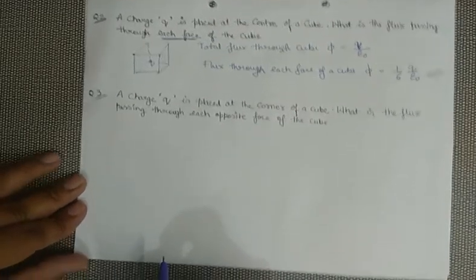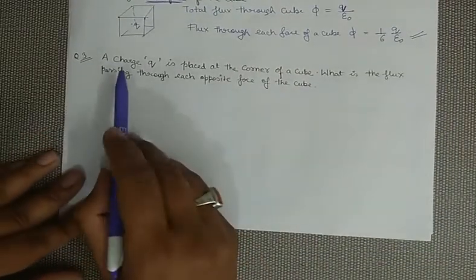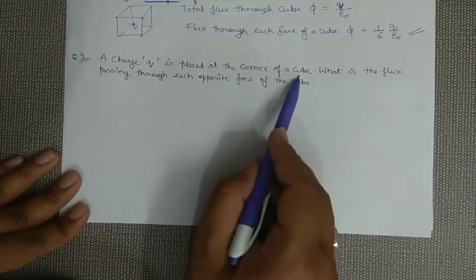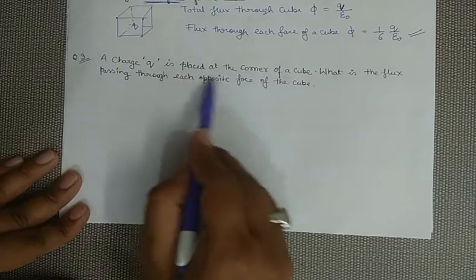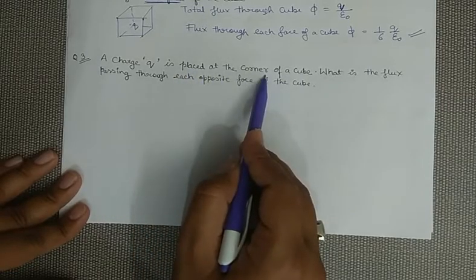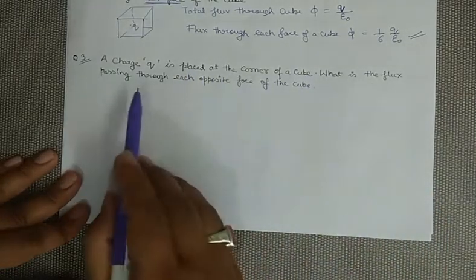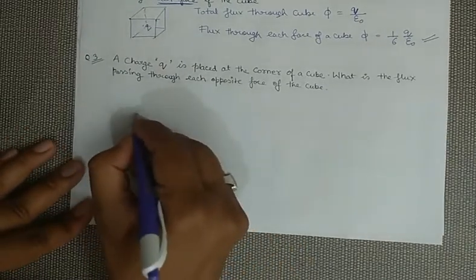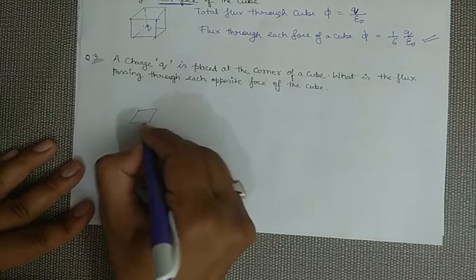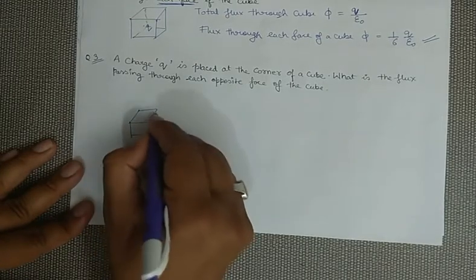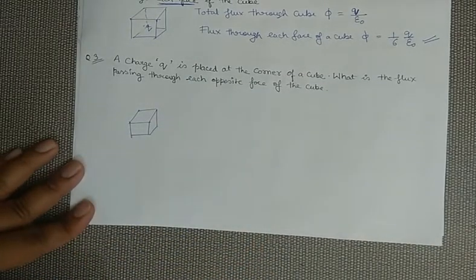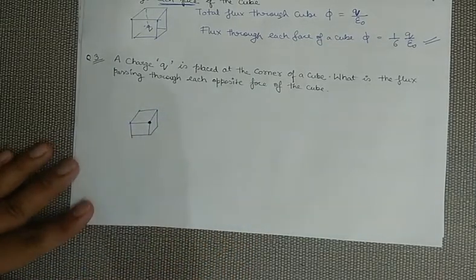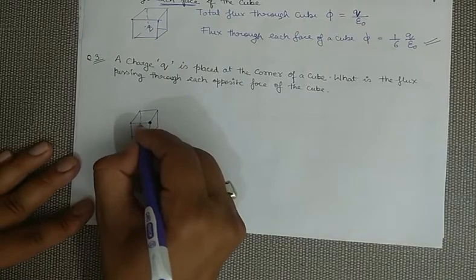So let's move forward. Look at my third question. A charge Q is placed at the corner of a cube. Again the cube, but this time the charge is placed at the corner of the cube, and we have to find the flux passing through opposite faces of the cube. Let me draw the plot. So suppose this is my cube and the charge is placed somewhere at this corner. You can take any of the 8 corners, but listen carefully.